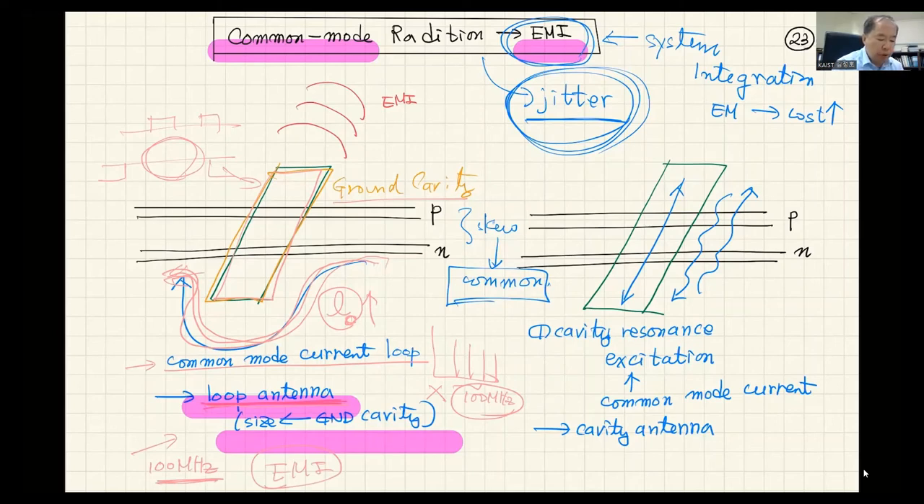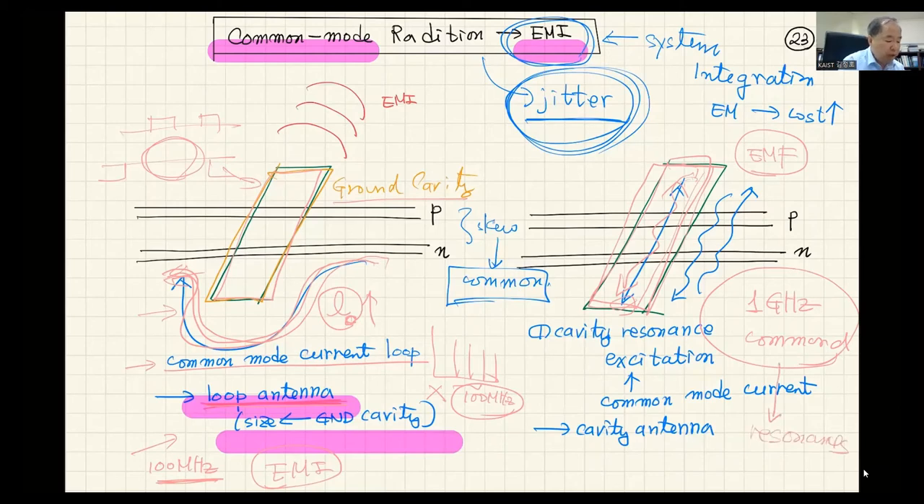If your common mode current has a gigahertz range, then this common mode current is generating an electromagnetic wave that is traveling along the cavity and being deflected. So this is kind of circuit theory, but here electromagnetic field analysis is needed. Then this kind of high frequency signal will propagate along this cavity and will be deflected at the end by a short termination and come back.